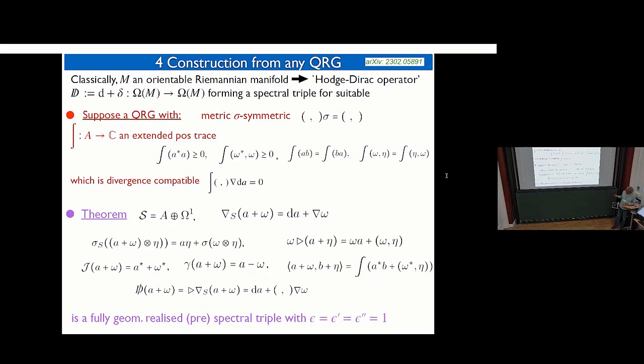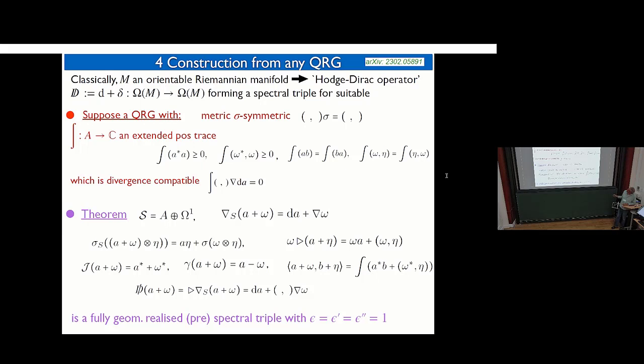We will discuss obviously a little bit about the structure when we come to it. I want to show you a construction, because I haven't got much time. This construction is well known to people in the right context. If you have a classical orientable Riemannian manifold, there is something which I don't know what the right term is, but I call it the Hodge-Dirac operator.